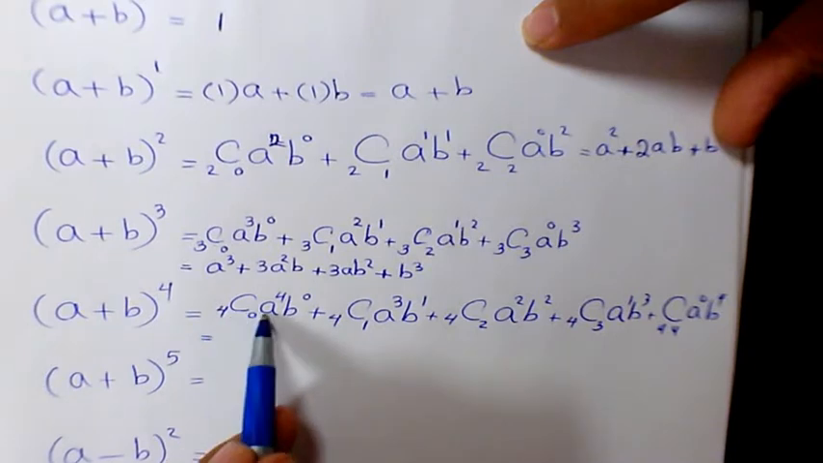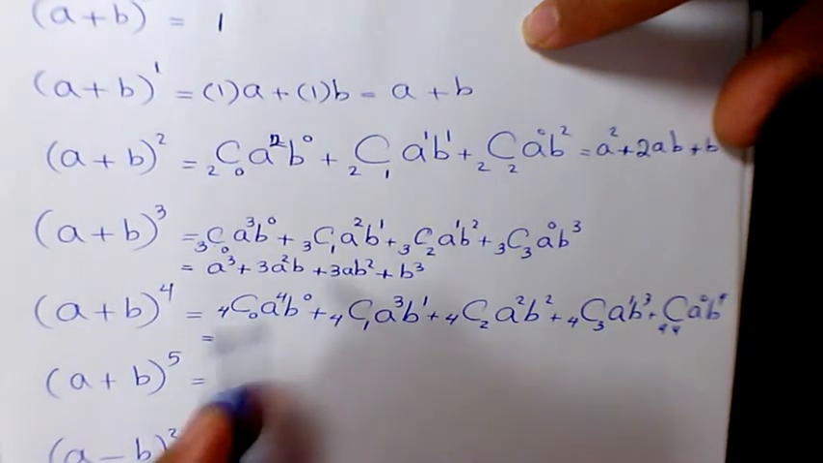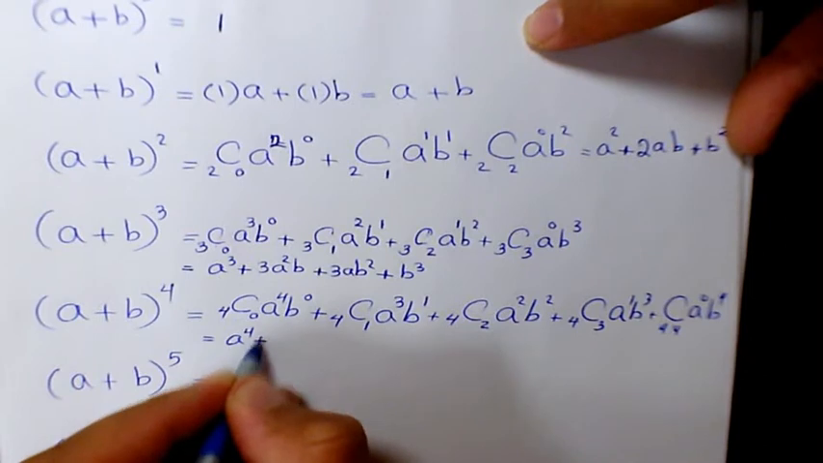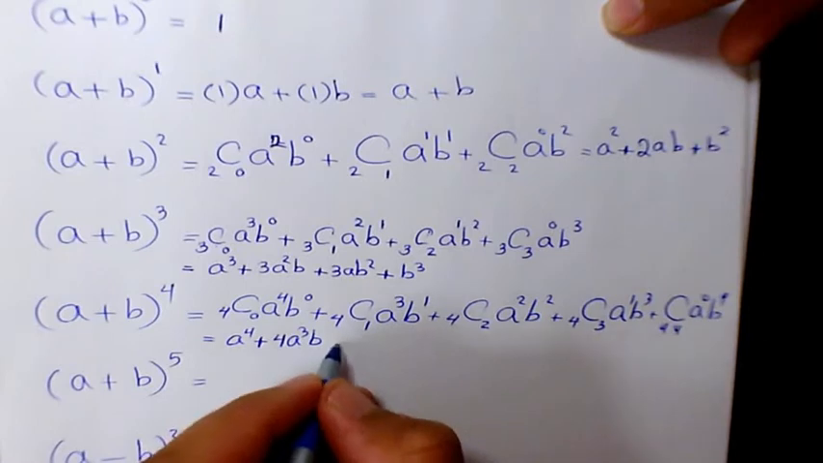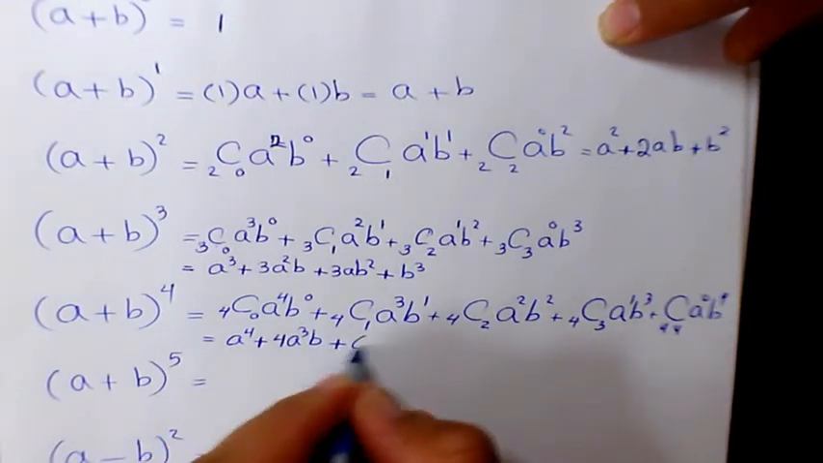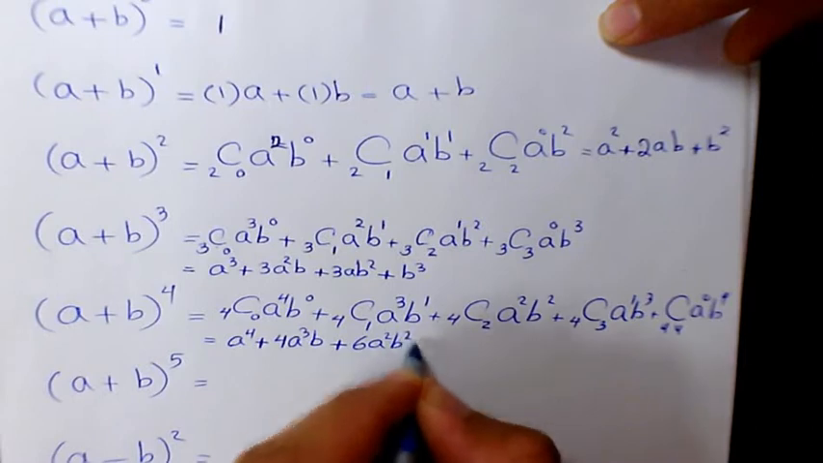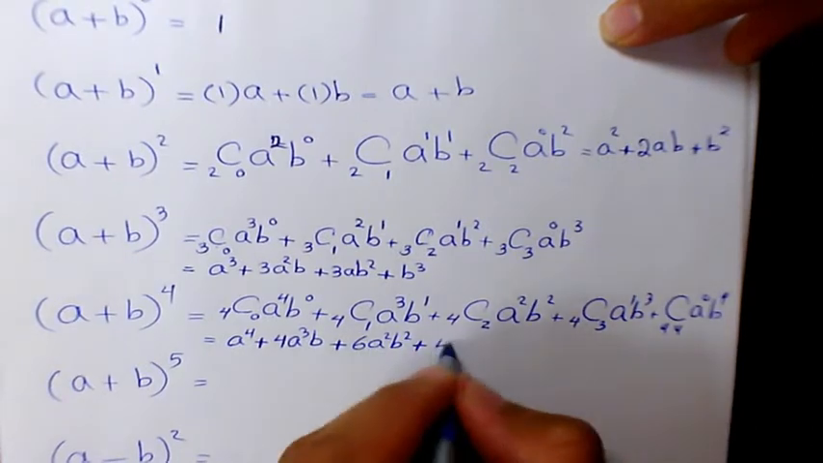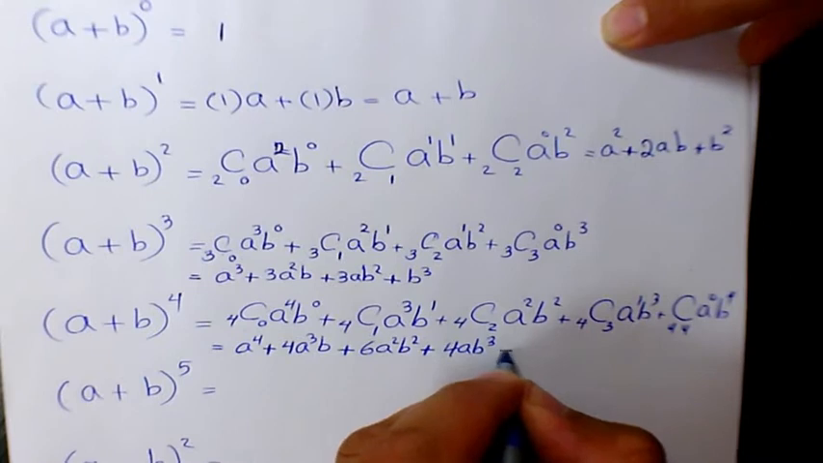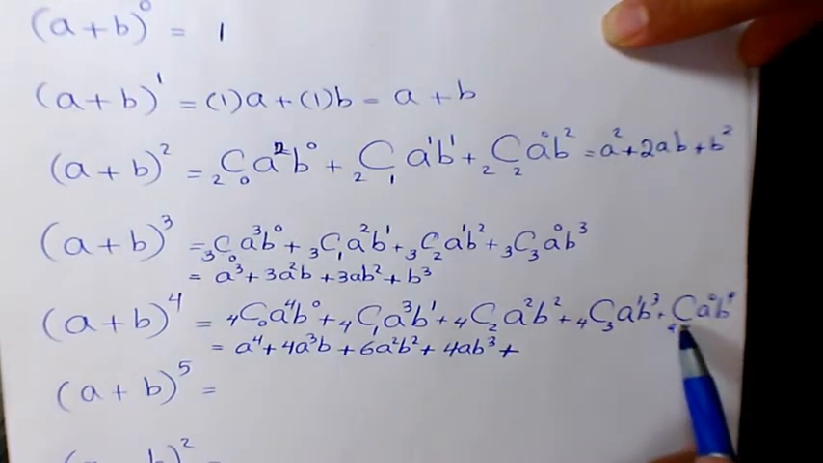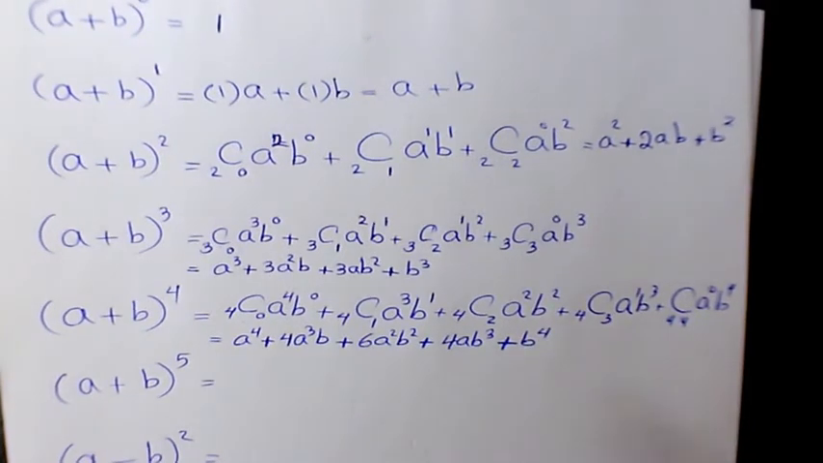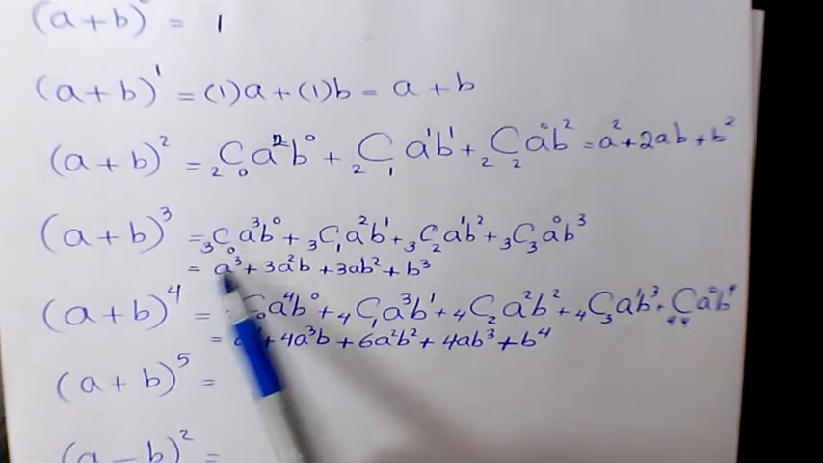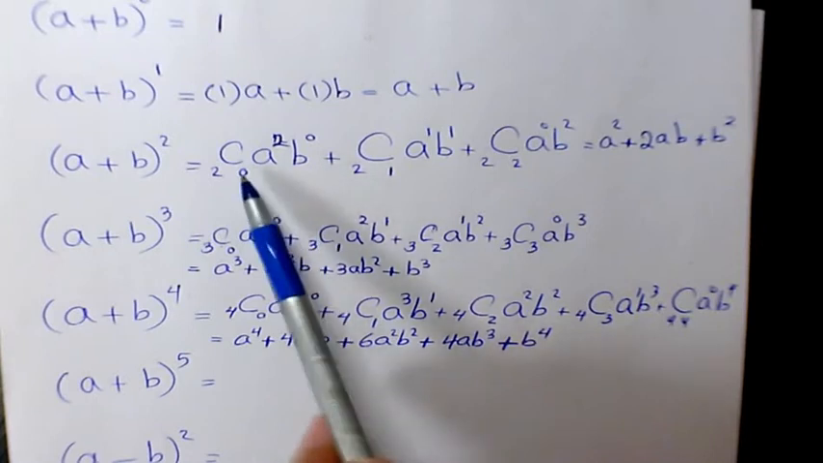So 1 times a to the power of 4, b to the power of 0, which is 1, so it's going to be a to the power of 4, plus 4 a to the power of 3, b to the power of 1, which is just b. Then you have 6 a to the power of 2, b to the power of 2, plus 4a b to the power of 3, plus the last one is also 1, a to the power of 0 is 1, so it's just b to the power of 4. So as you see here, when it's to the power of 4, we have 5 terms. When it's to the power of 3, we have 4 terms. To the power of 2, we have 3 terms.